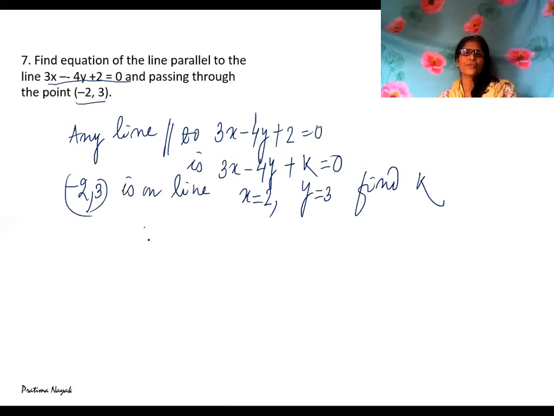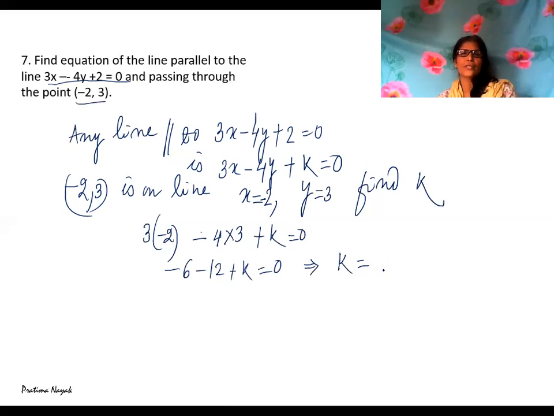So 3 into minus 2 plus minus 4 into 3 plus k is equal to 0. So minus 6 minus 12 plus k is 0. So how much is k? k is equal to 18. So you got the equation. Put k: 3x minus 4y plus 18 is 0. This is the answer.